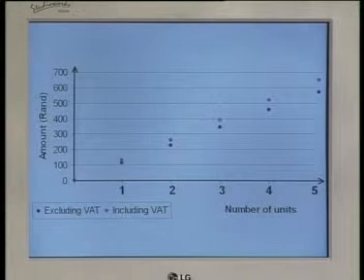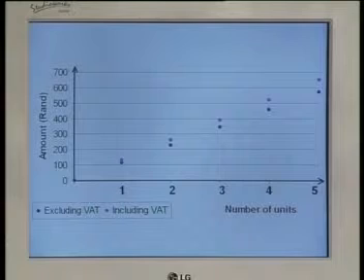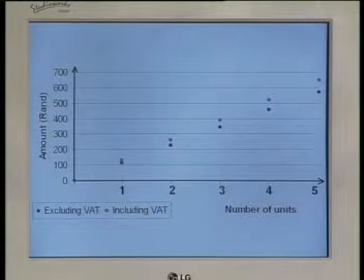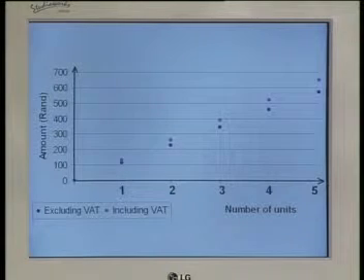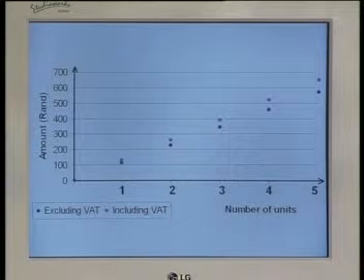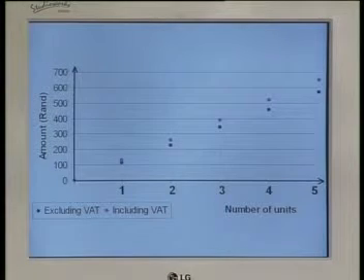Let's look at this on a graph. In each case, for 1 unit, 2 units, and so on, the amount excluding VAT is shown by a blue dot, and the amount including VAT is shown by a pink dot. The amount including VAT is the original price multiplied by 1,14. Look carefully at all aspects of this graph.